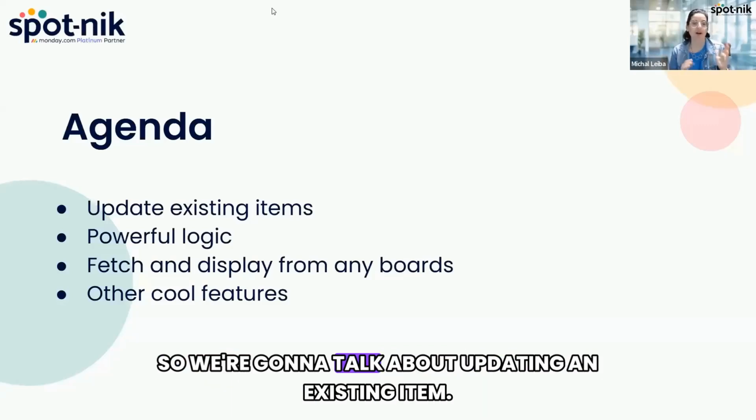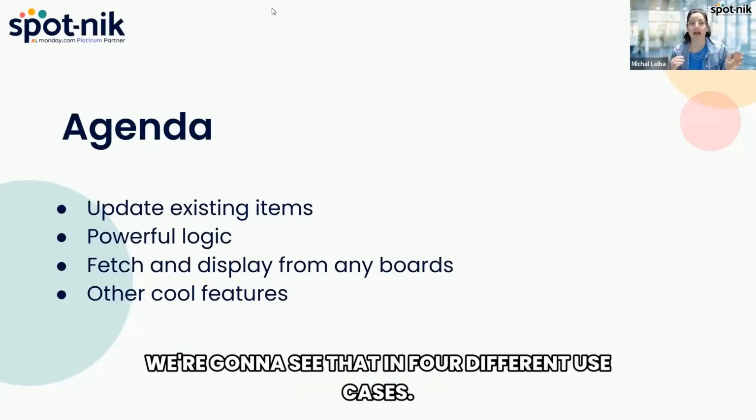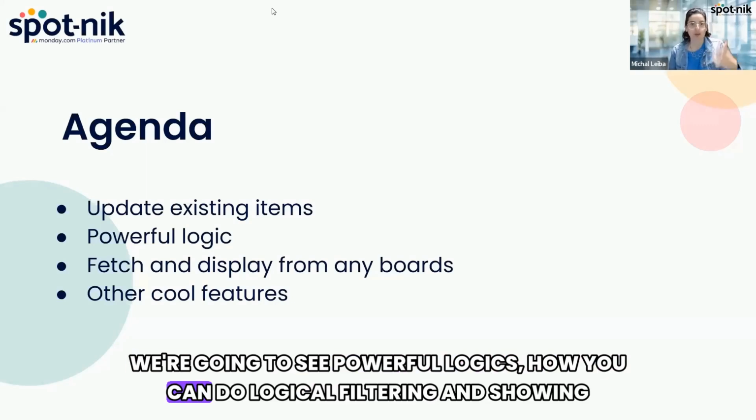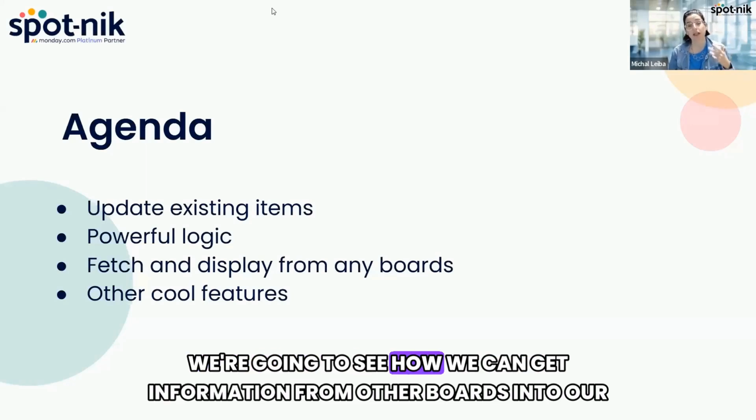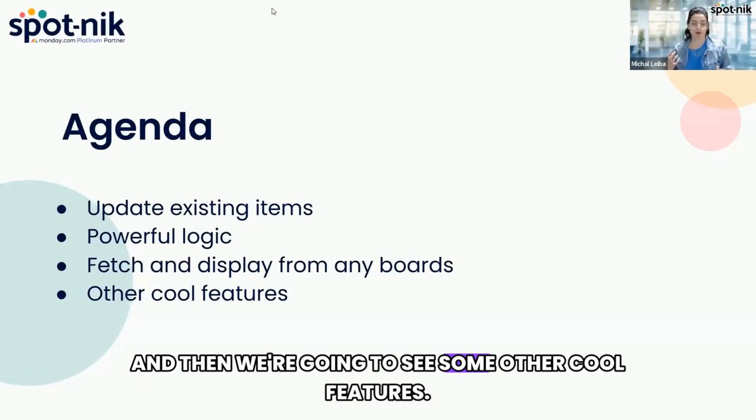So we're going to talk about updating an existing item. We're going to see that in 4 different use cases. We're going to see powerful logics, how you can do logical filtering and showing questions and hiding questions. We're going to see how we can get information from other boards into our form. And then we're going to see some other cool features.